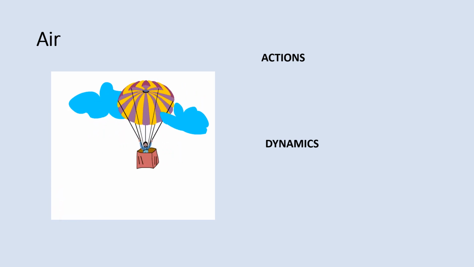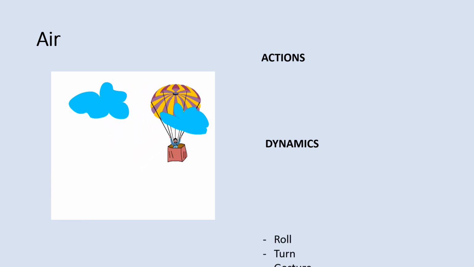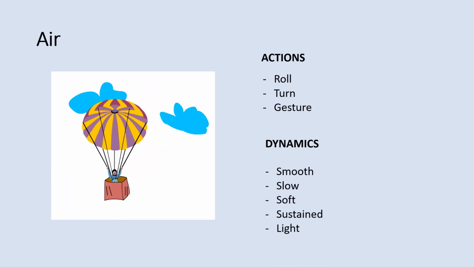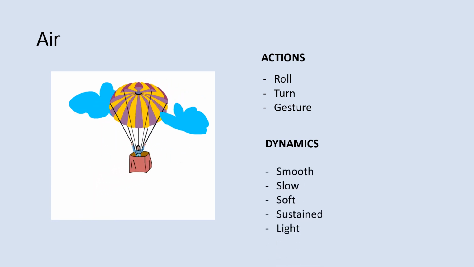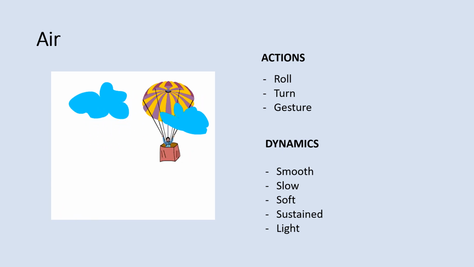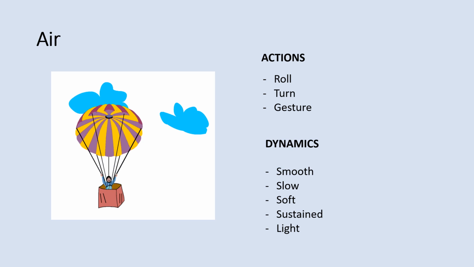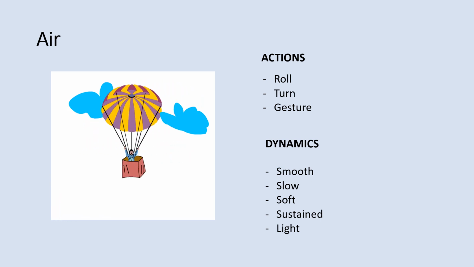Write this down, please. Air, the actions that I've suggested are roll, turn and gesture, with the dynamics of smooth, slow, soft, sustained or light. Make sure you've got this written down. You're now going to do the next 3 on your own first, and then you can watch the video.